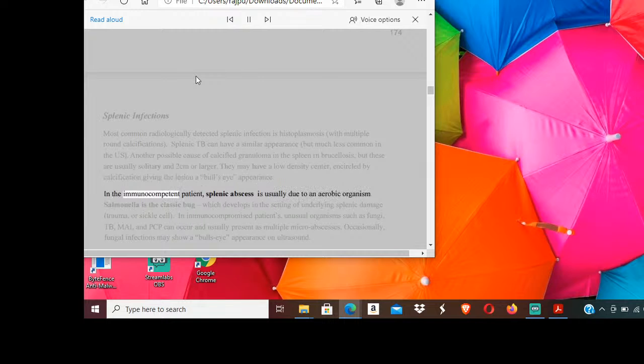In the immunocompetent patient, splenic abscess is usually due to an aerobic organism. Salmonella is the classic bug which develops in the setting of underlying splenic damage, trauma, or sickle cell. In immunocompromised patients, unusual organisms such as fungi, TB, MAI, and PCP can occur and usually present as multiple microabscesses. Occasionally, fungal infections may show a bullseye appearance on ultrasound.